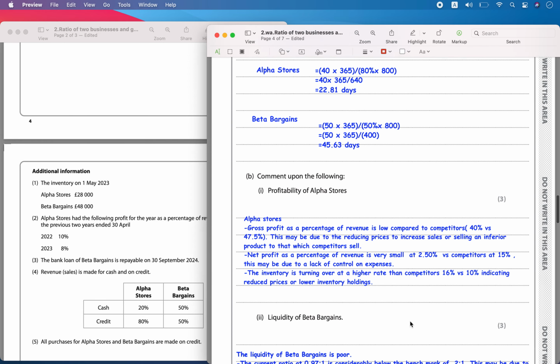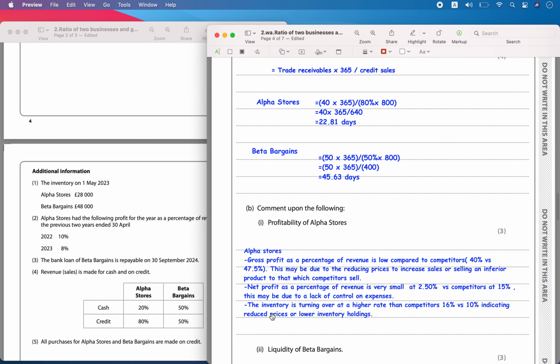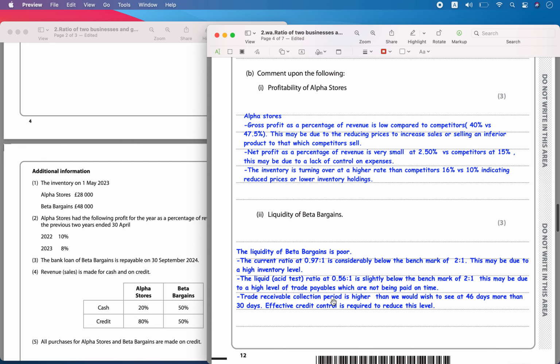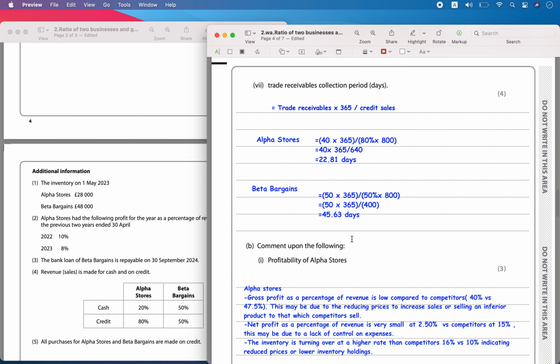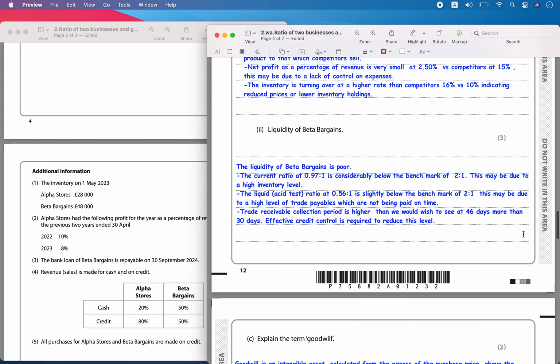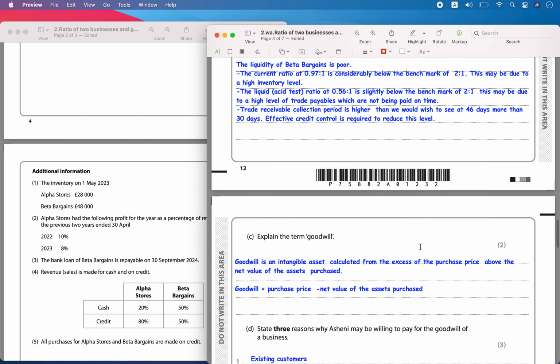Here we are looking at Beta Bargains. Then we have the trade receivables collection period. The trade receivables collection period was 45 days, which is more than 30 days, more than a month. So you should say they should bring in some effective credit control policy.